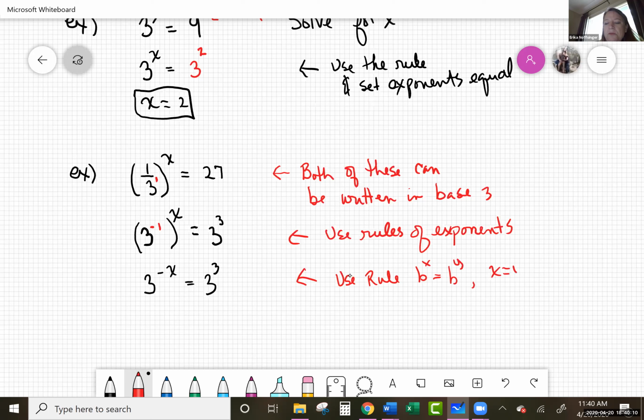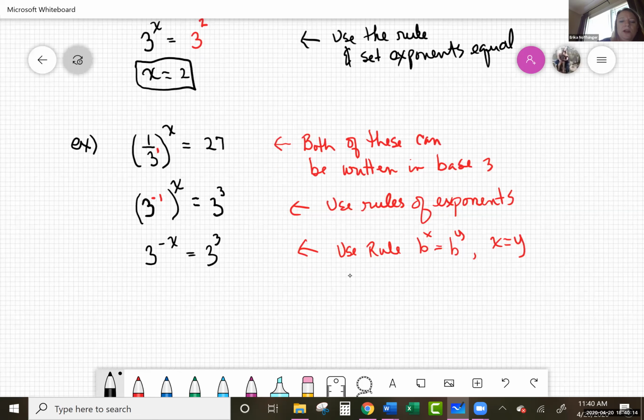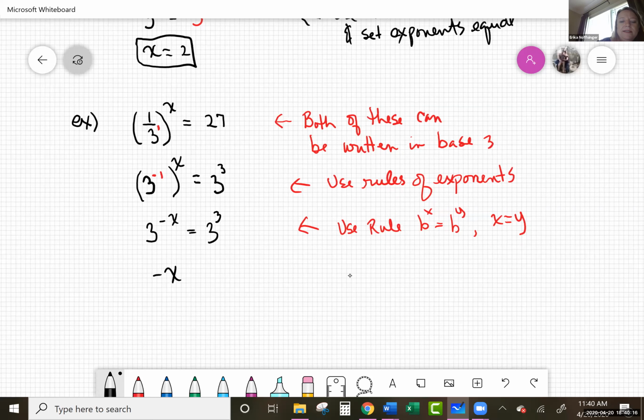Okay, so we manipulated the bases to be the same. So now we can just set our exponents equal to one another. So we have -x is equal to 3. In this case, I don't have x by itself yet. Just divide both sides by -1 and we get x has to be then -3.